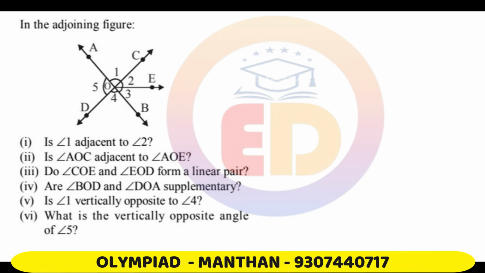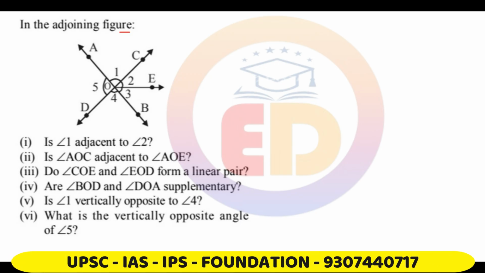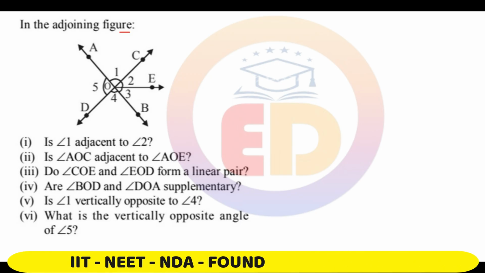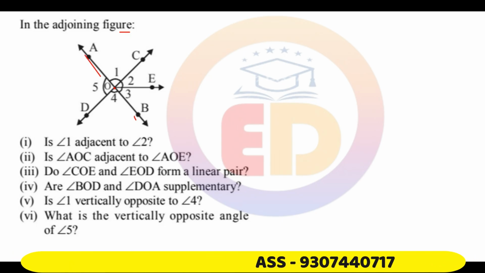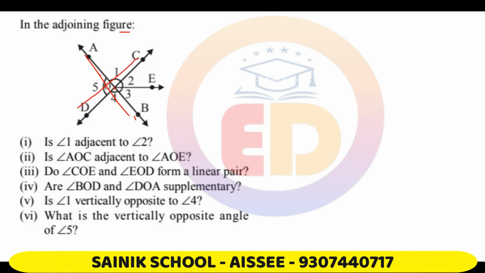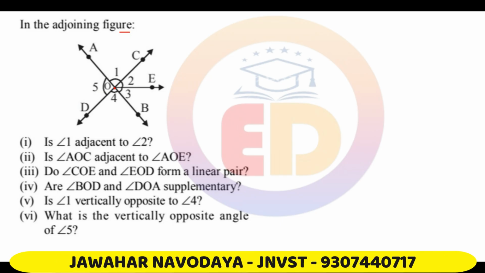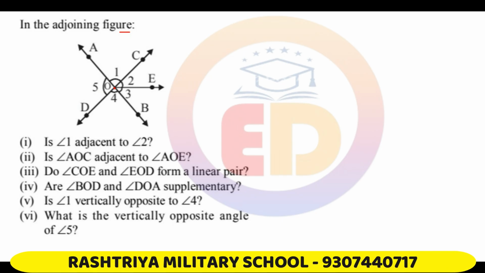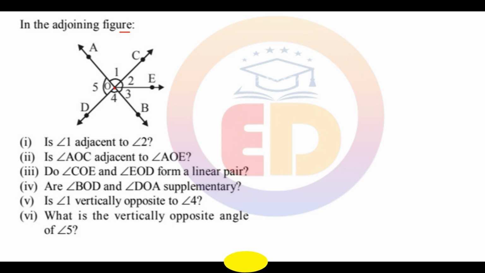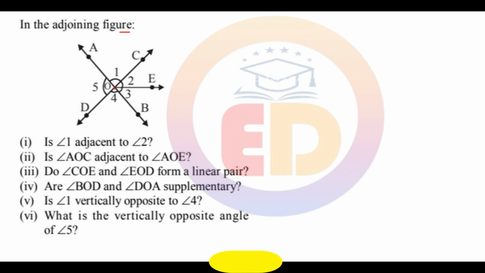In the adjoining figure, we can see that there are two intersecting lines AB and CD, and there is a ray starting from the point of intersection of the two lines, O, which is OE. Here there are two intersecting lines, one is AB and one is CD, and where these two lines intersect, a ray OE also comes out from the center point. And here they have drawn angles 1, 2, 3, 4 and 5. They have made 5 angles like this, and based on this figure there are some questions which we have to answer. Question number 1, they are asking, is angle 1 adjacent to angle 2?